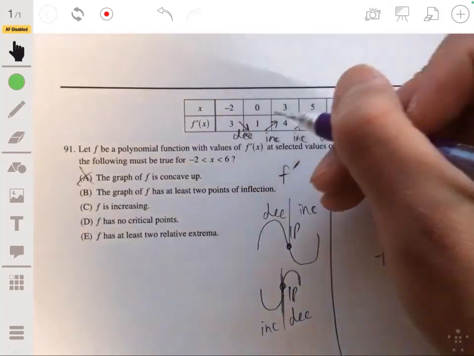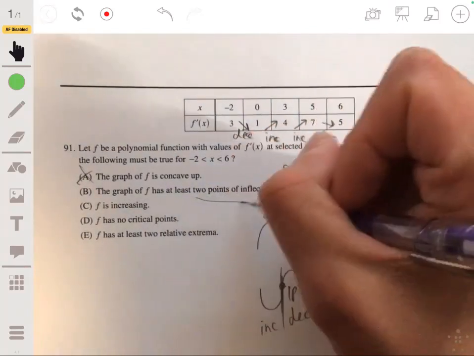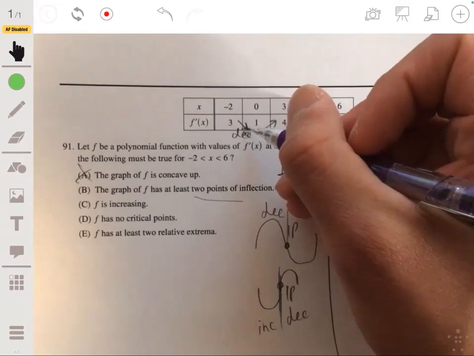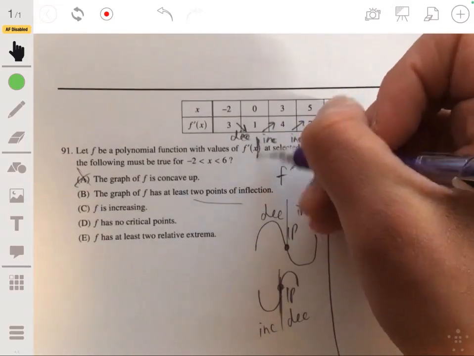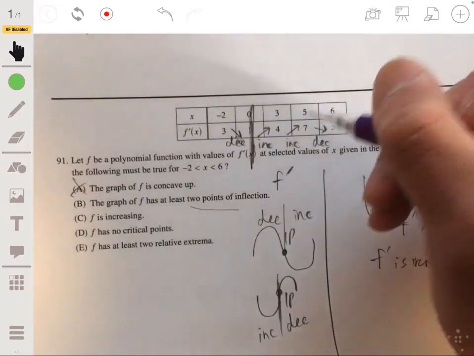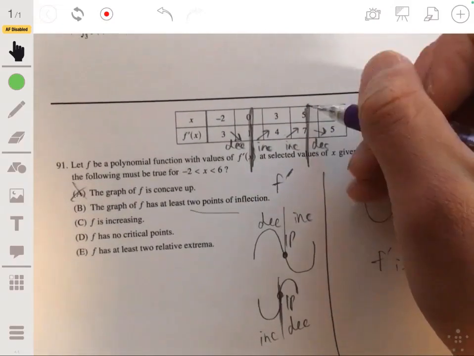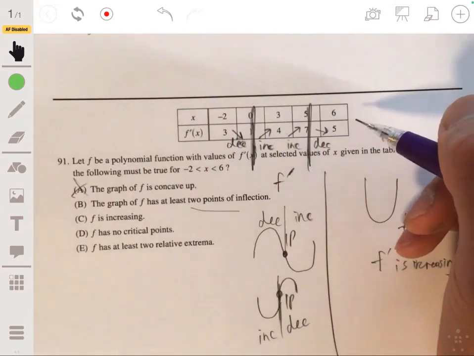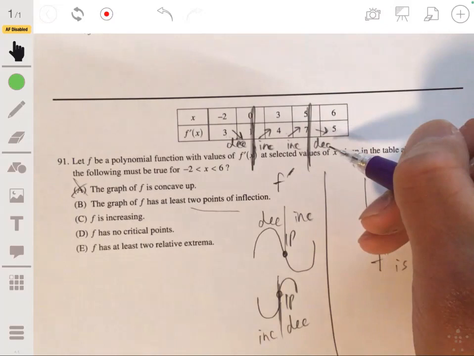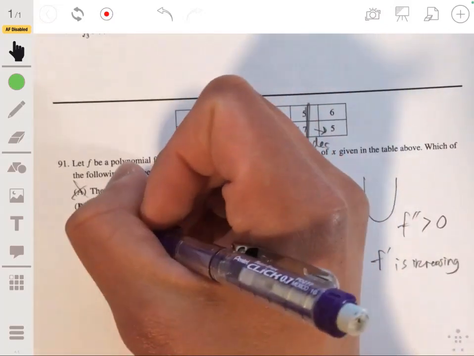So it says there's at least 2 points of inflection. So you could see how it changes from decreasing to increasing. So there's at least one inflection point somewhere here, and then somewhere here. There could be more than 2, but there's at least 2, because it changes behavior at least twice. So B would actually be our answer.